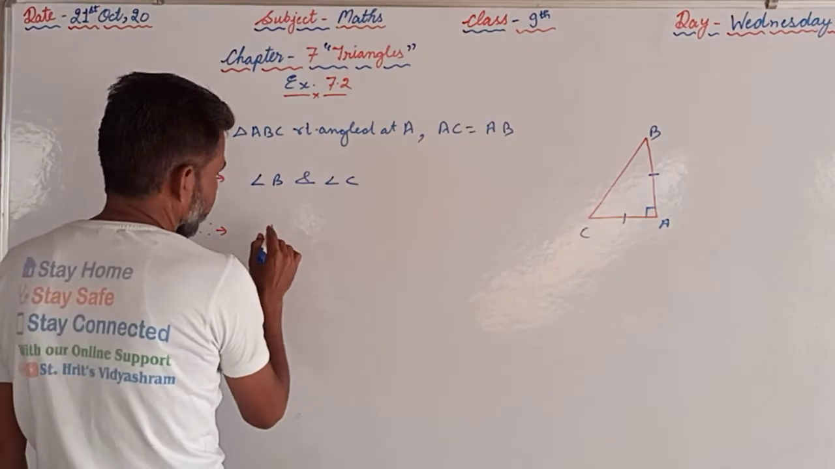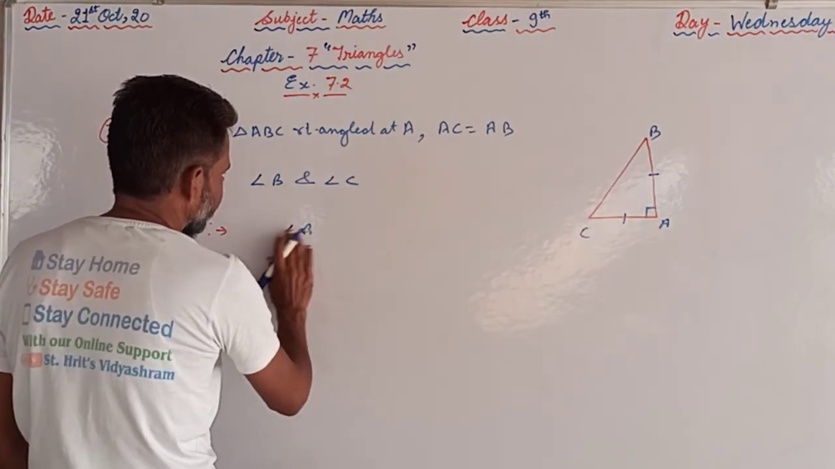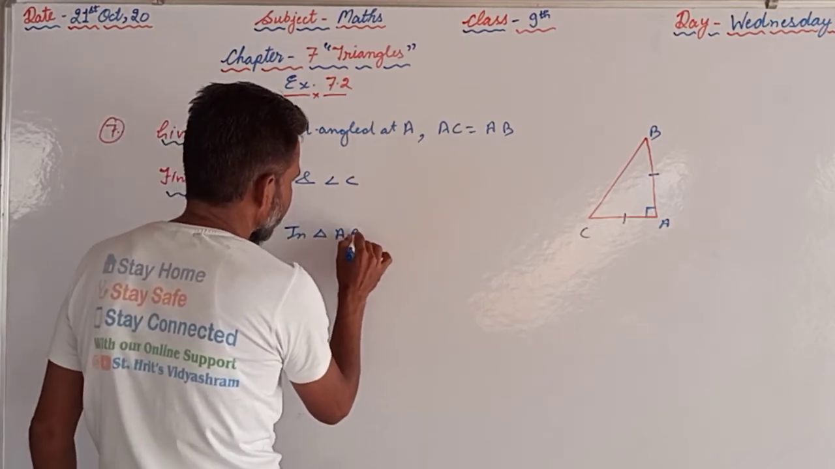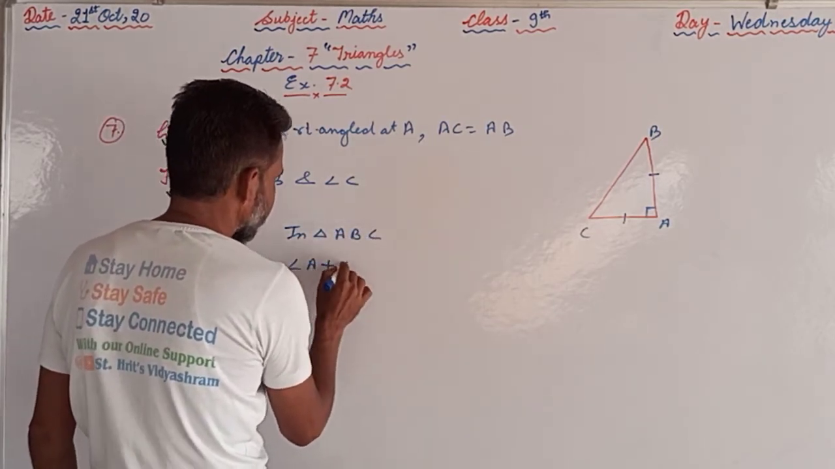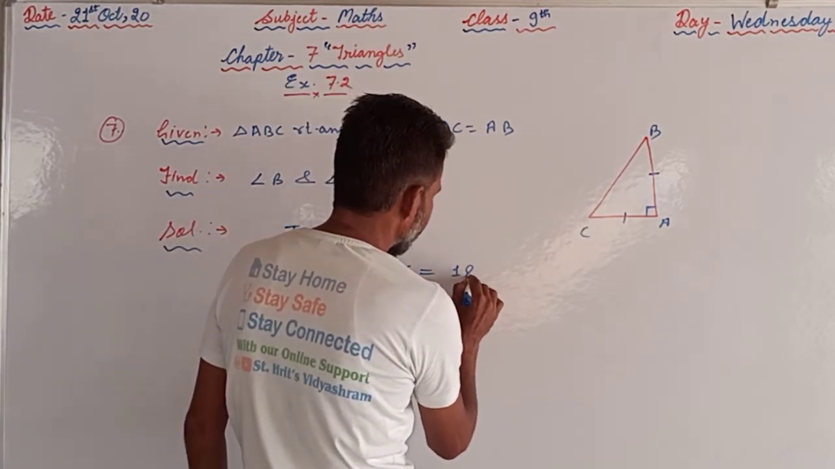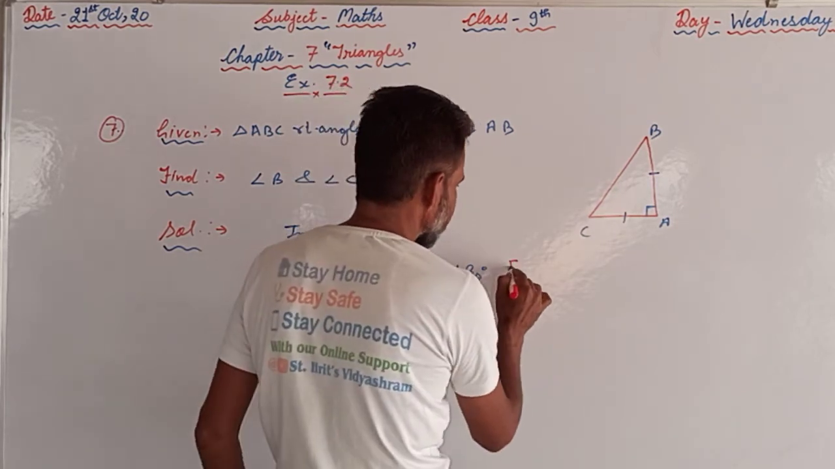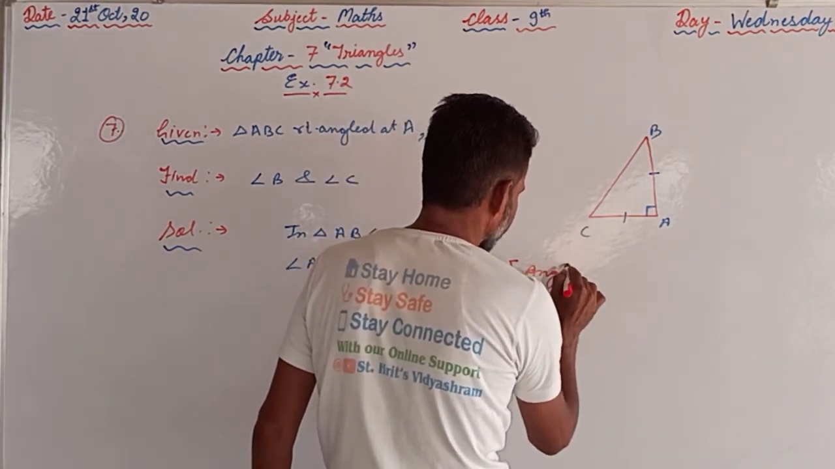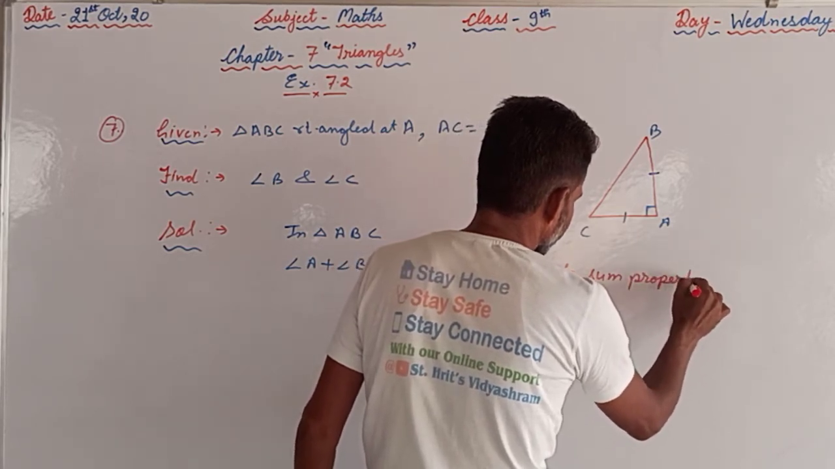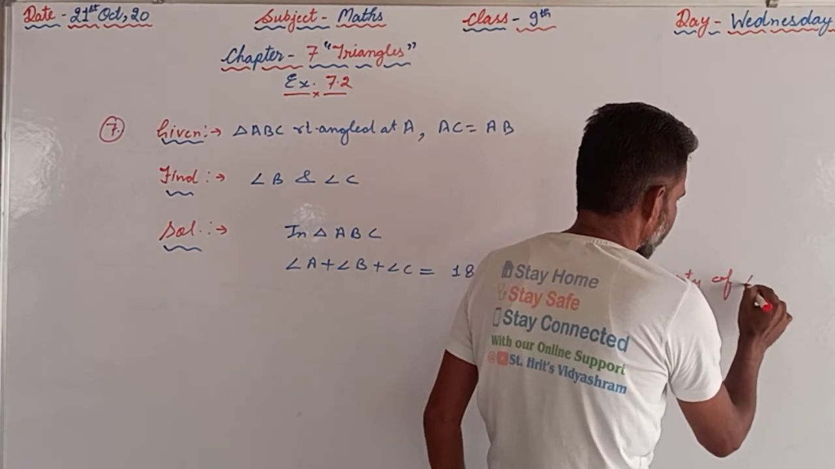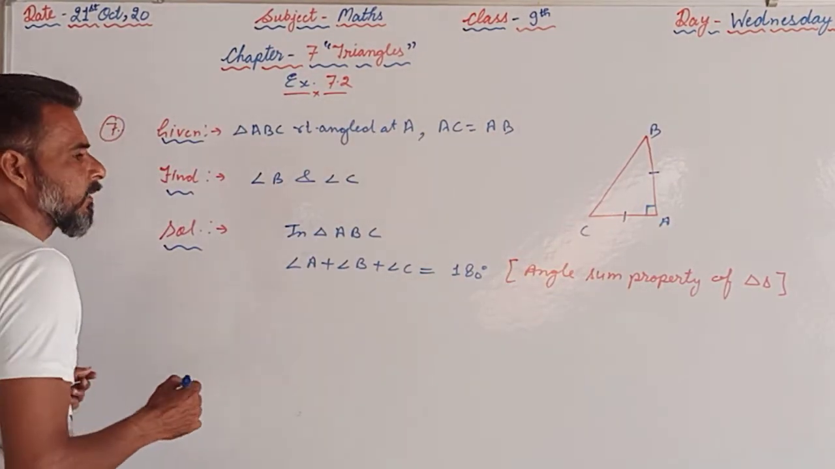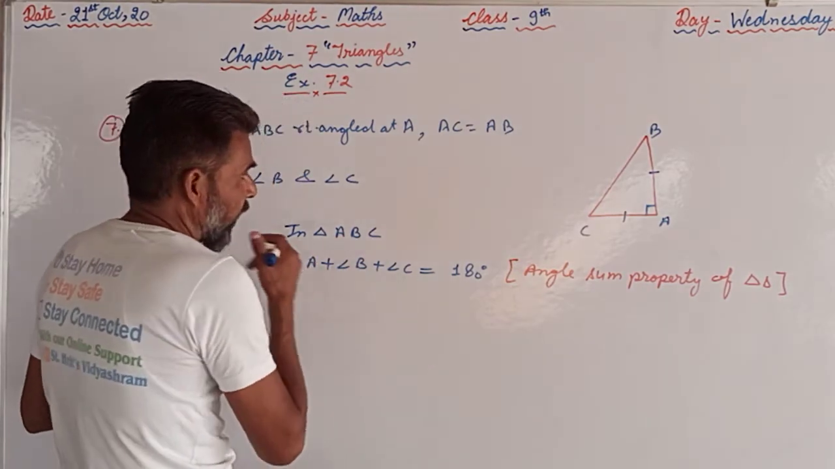So in triangle ABC, angle A plus angle B plus angle C is equal to 180 degrees. Why? Because that is the angle sum property. The angle sum property of triangles states that the sum of the angles of a triangle is 180 degrees.